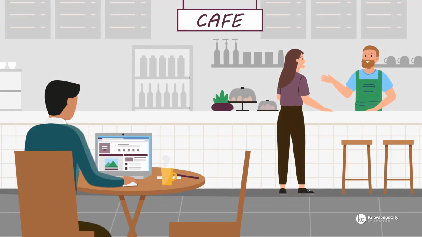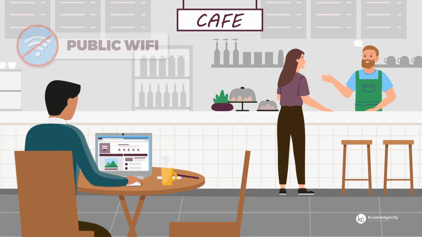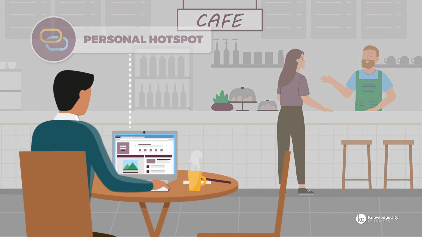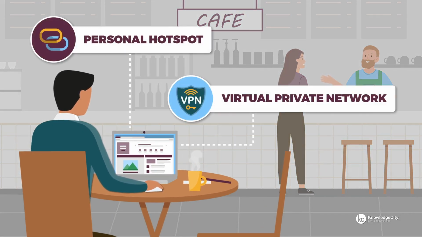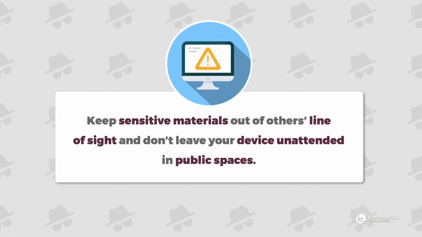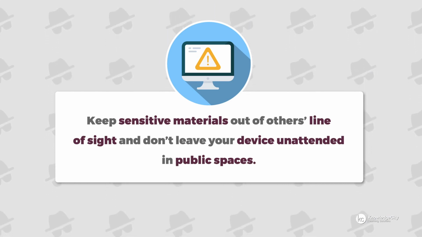Many remote workers like to work outside the home in shared spaces, such as cafes. Avoid public Wi-Fi whenever possible. Instead, use a personal hotspot or a virtual private network. Also remember to be careful when charging devices publicly, as some can be installed with devices that steal information. Keep sensitive materials out of others' line of sight, and don't leave your device unattended in public spaces.